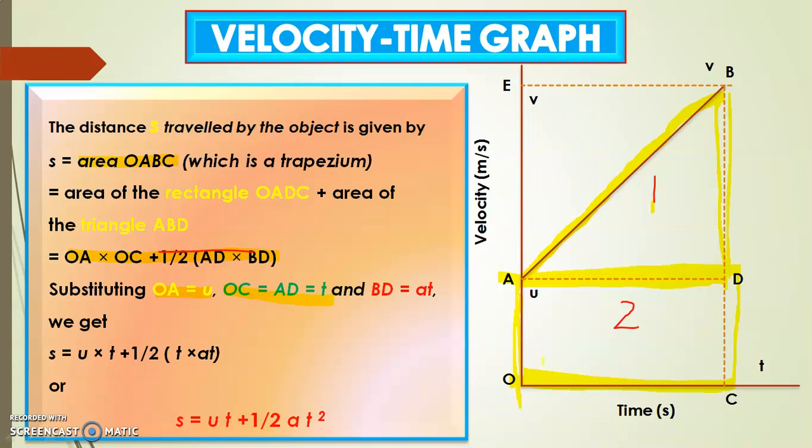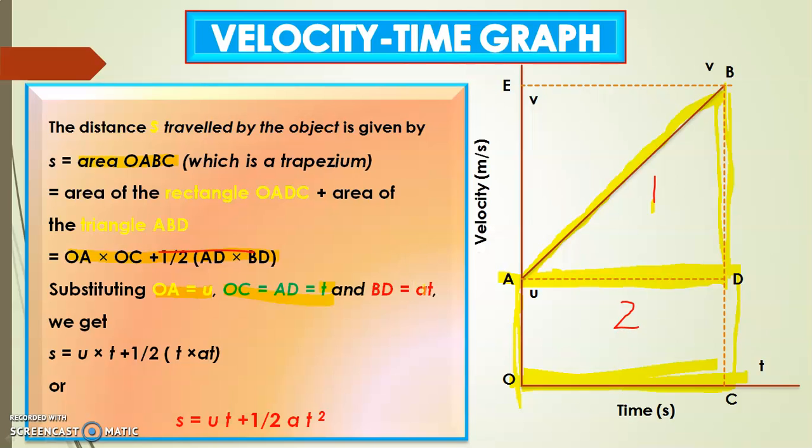Now OC is parallel to AD and equal to it, and it is along the x-axis, so it will represent the time. And BD is equal to AT. Here it shows the change in velocity. BD is equal to the change in velocity.